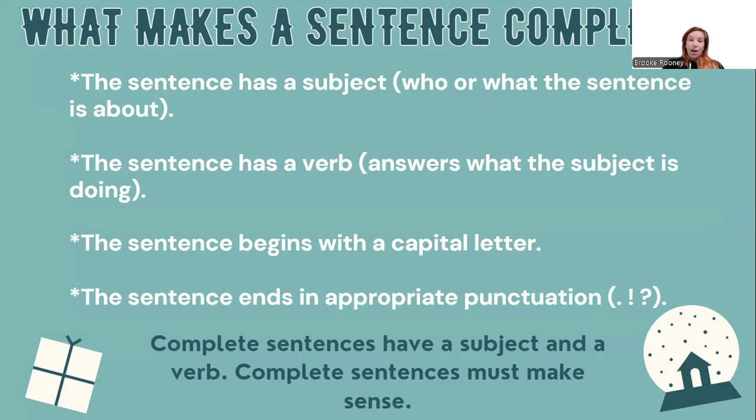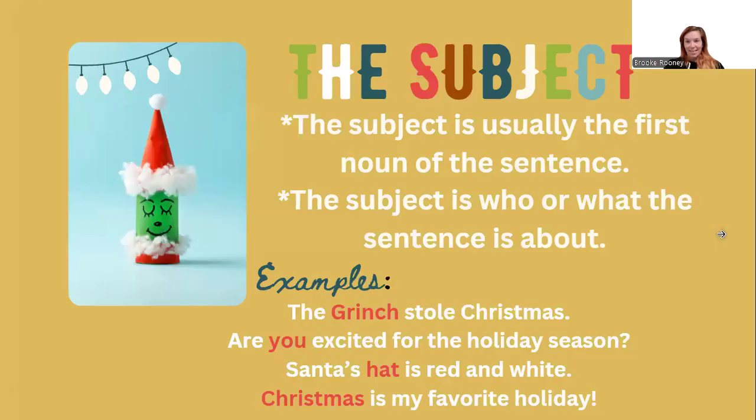So again, a full sentence, a complete sentence has a subject, a noun, a verb or a predicate. It begins with a capital letter and it ends in the appropriate punctuation, either a period, an exclamation point, or a question mark. And down at the bottom here, it says complete sentences have a subject and a verb, and they must make sense.